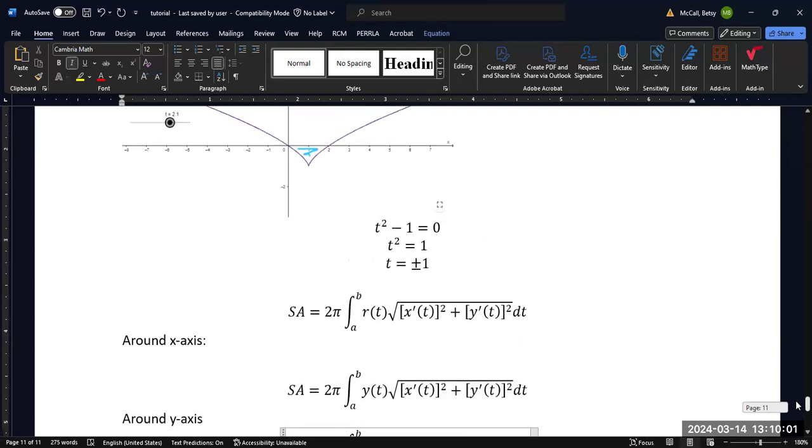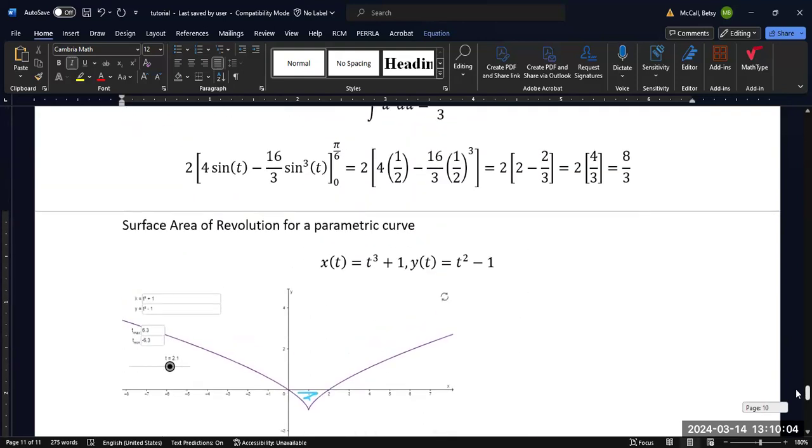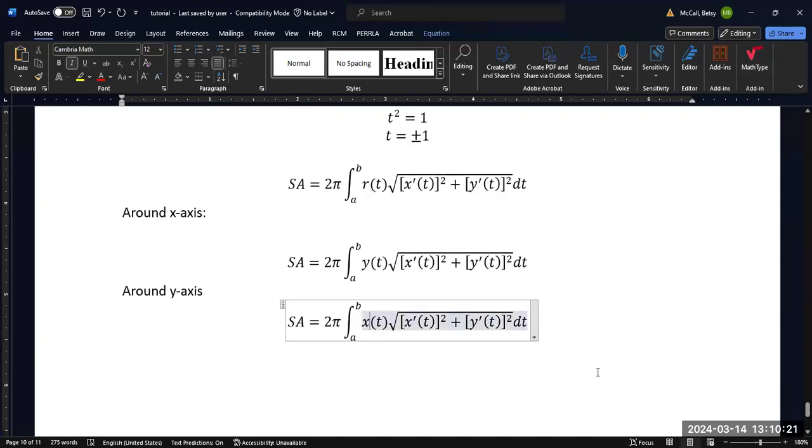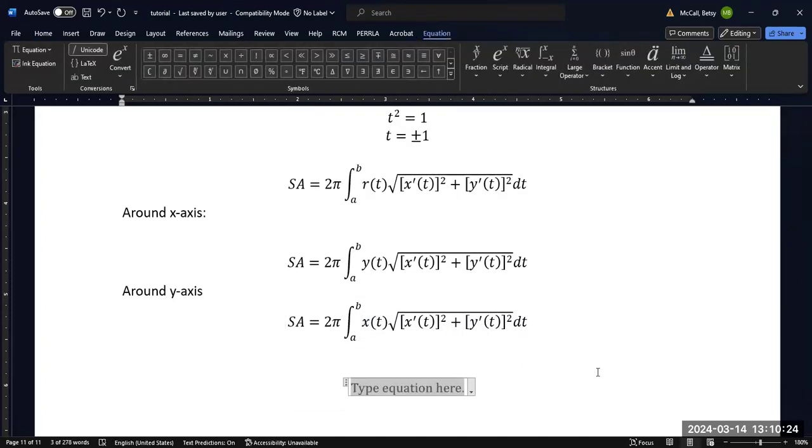Now, if we go and look at our particular function, I'll do the example for both axes, and then we're going to need to calculate our derivatives in order to plug them into our function. So let's go ahead and find our derivatives. So x prime of t, since our original function was t cubed plus 1, this is going to be 3t squared, and y prime of t, since that was originally t squared minus 1, this is going to be 2t.